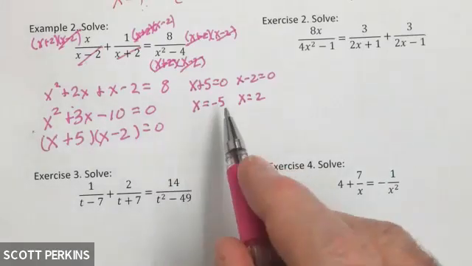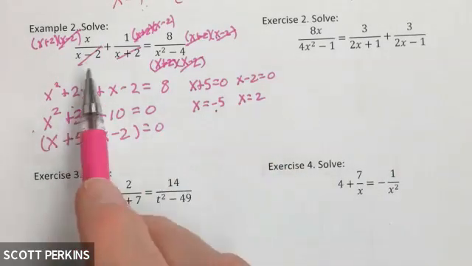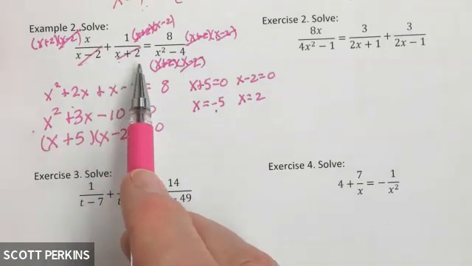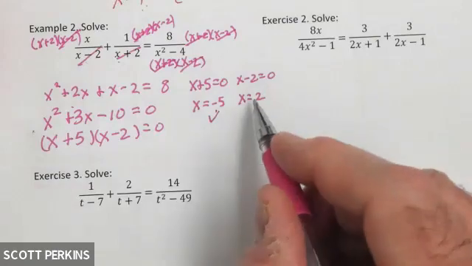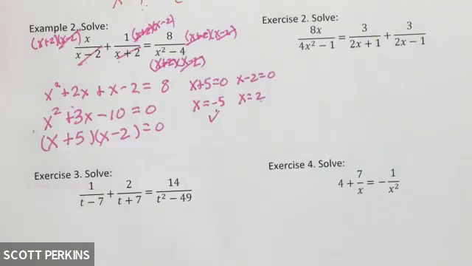You got to check. So when I put -5 in my denominators, does -5 make any of my denominators 0? No, it does not. That's a good answer. I'm going to put a check mark under it. Does 2 make any of my denominators 0?